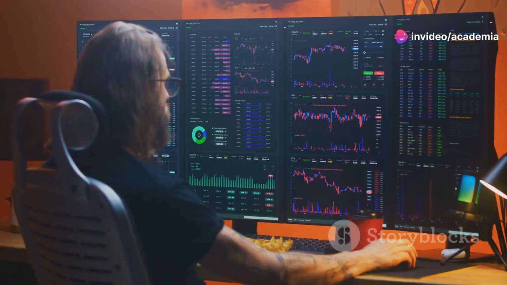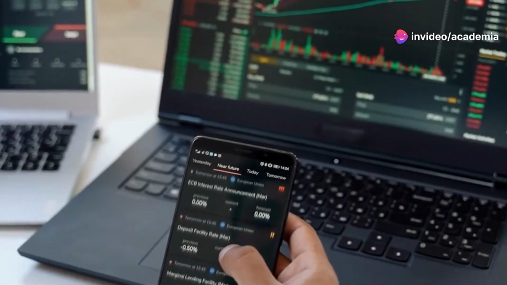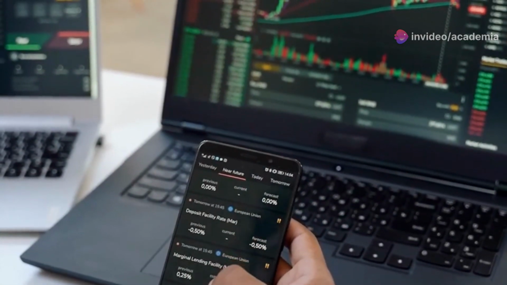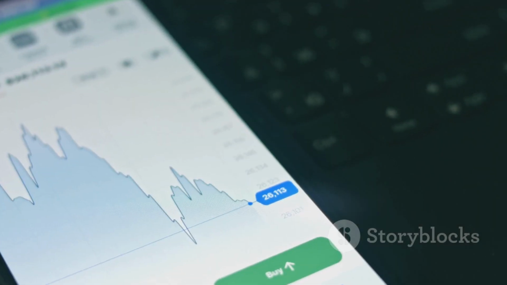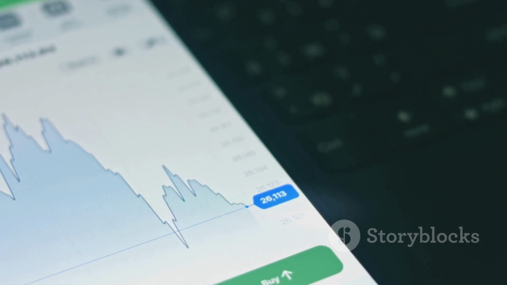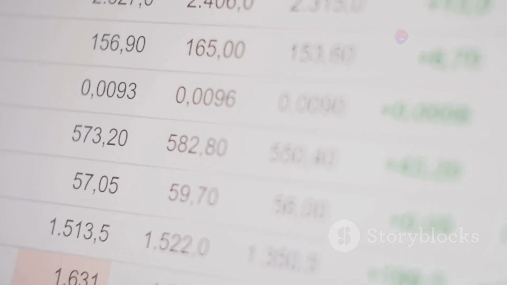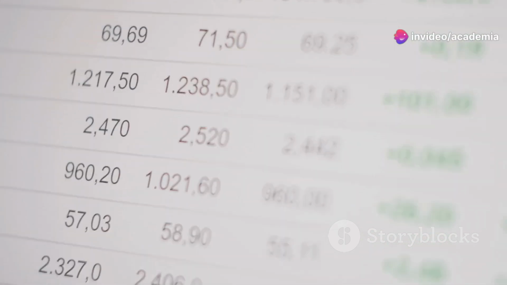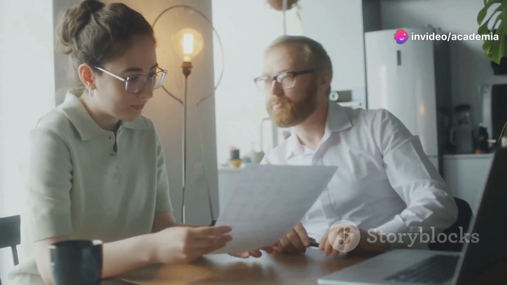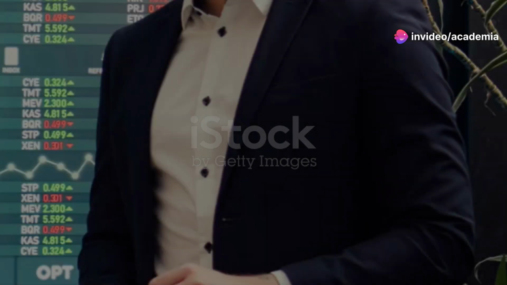Then there are arbitrageurs. These savvy players profit from price differences in different markets. They buy low and sell high, exploiting inefficiencies for a profit. Remember, derivatives can be risky business. It's crucial to understand the risks involved before you jump in.